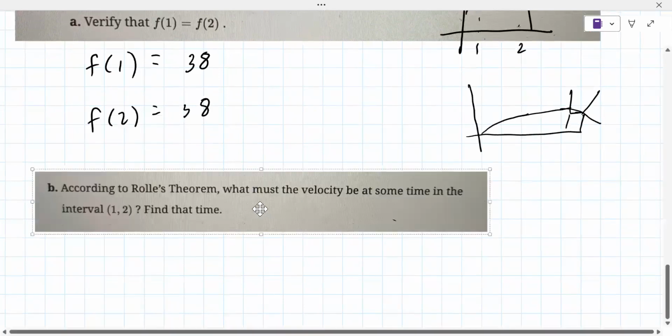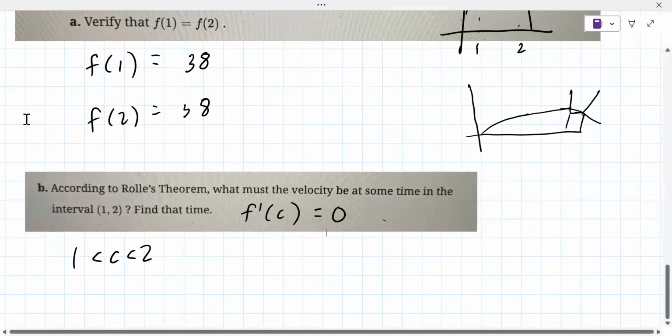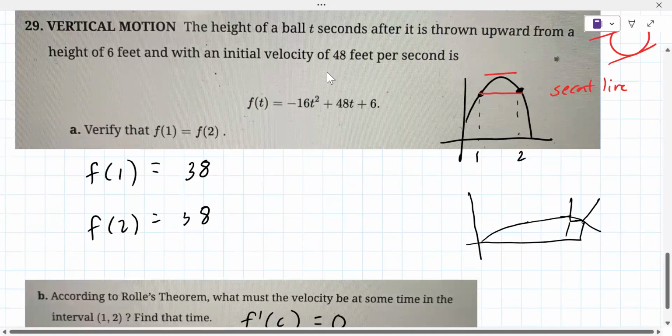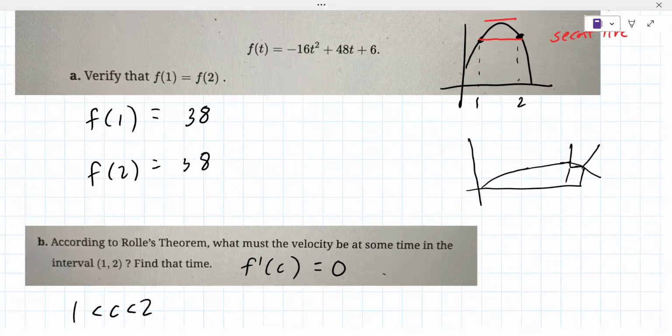What do you know? Well, you know that at some point the derivative f prime of some c, where c is between 1 and 2, is 0. So again, a lot of words to just say: take a derivative and set it equal to 0. So if you could take a derivative of that for us, please, let me know what you got.